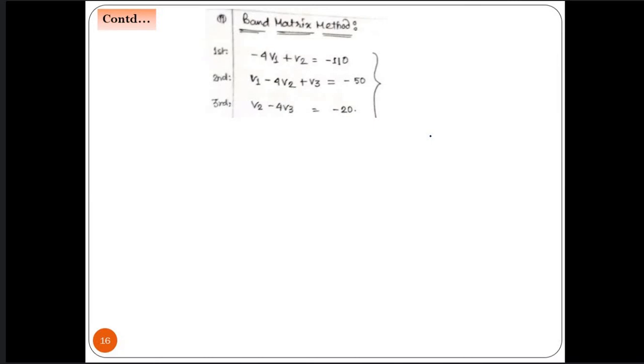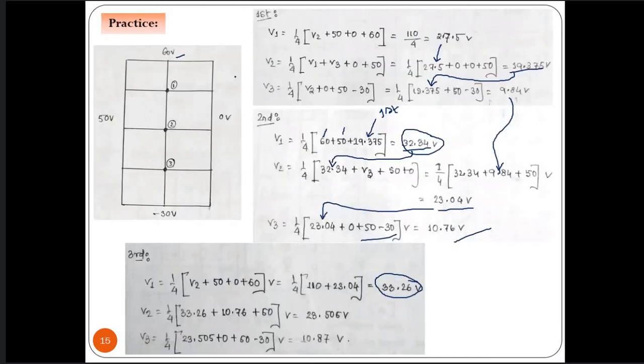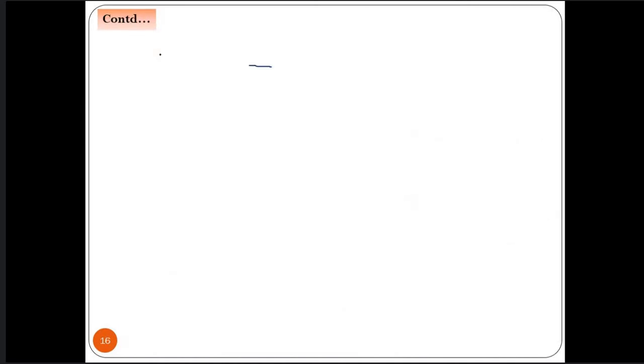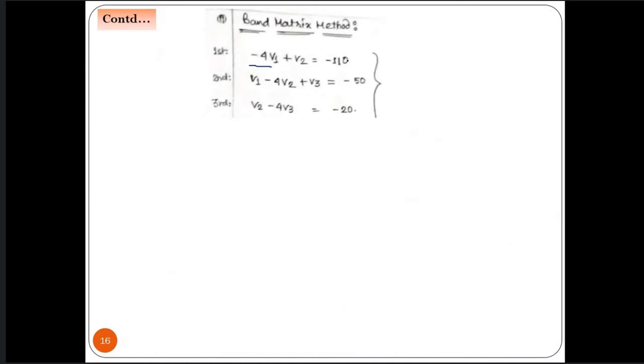Next is the band matrix method. You have to apply the same on this particular problem. So for the first node, if you write down the equation, it will be minus 4V1. It is directly connected to V2, so there will be V2. And this is 50, 60, minus 50, minus 60, that will be 110.